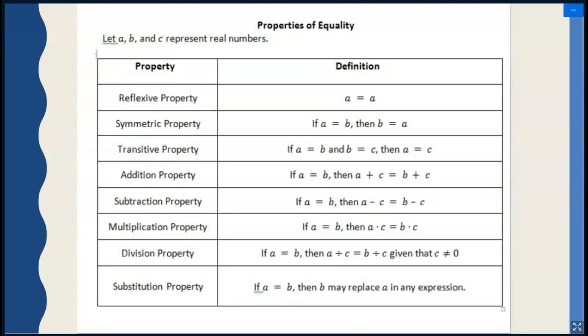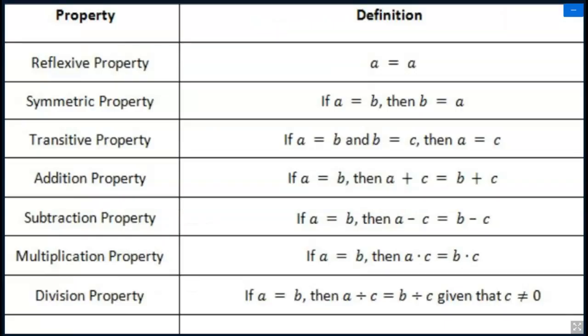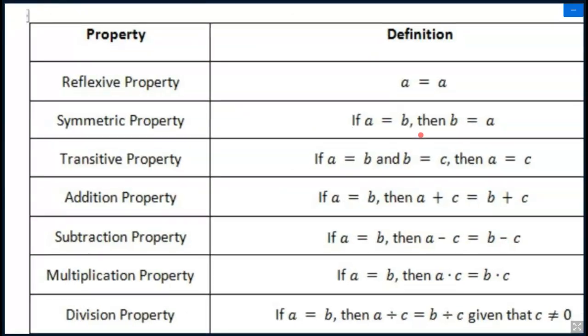We have some properties that go along with this. So the first property is the reflexive property. And that's kind of like looking in a mirror. So you can think of your reflection. So the reflexive property says that if you have A, then it is always equal to A. So that's like saying 2 equals 2, 5 equals 5.